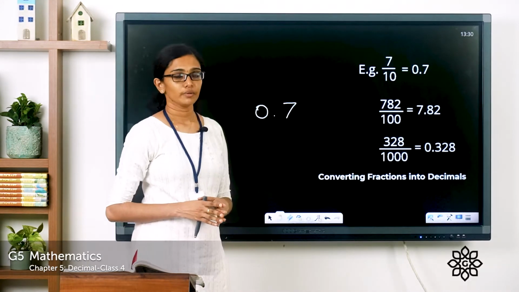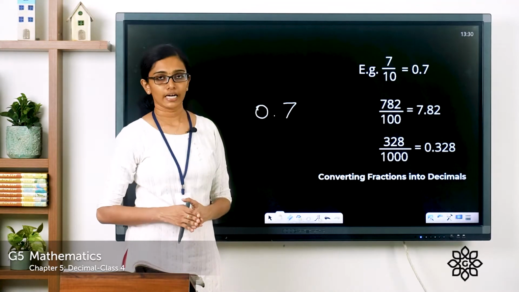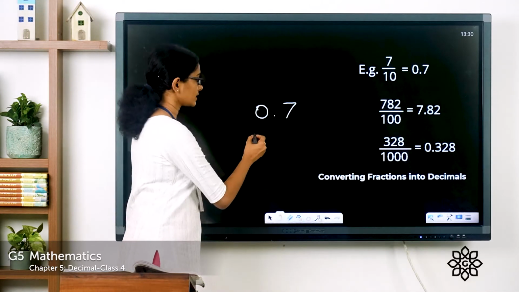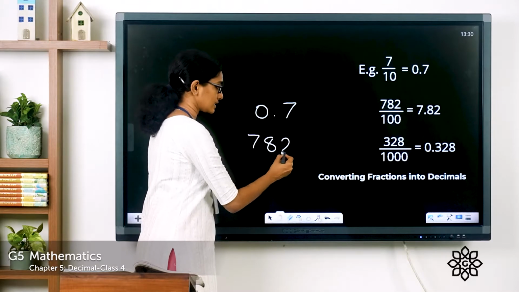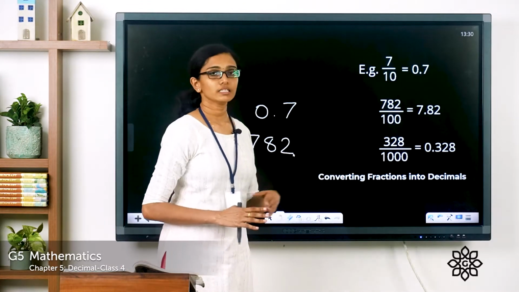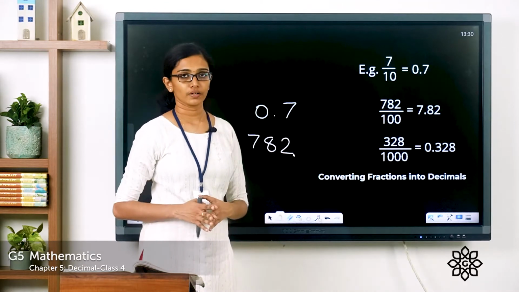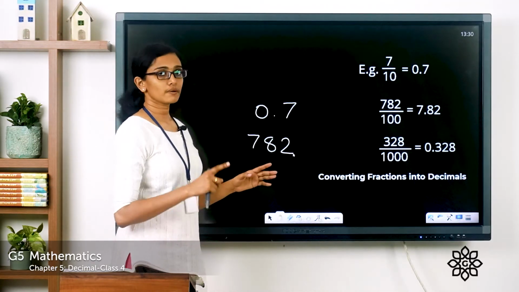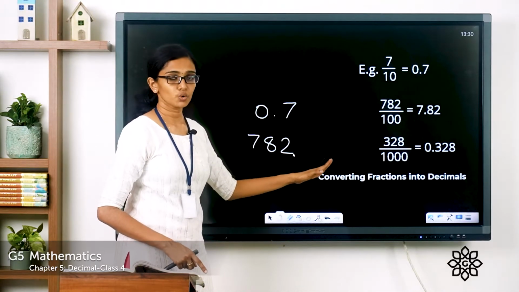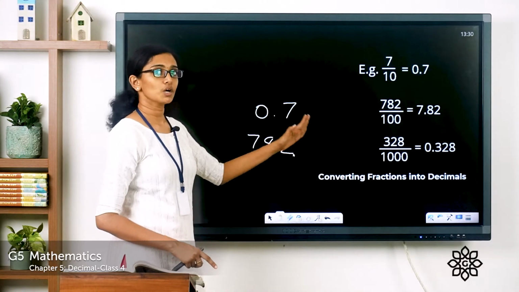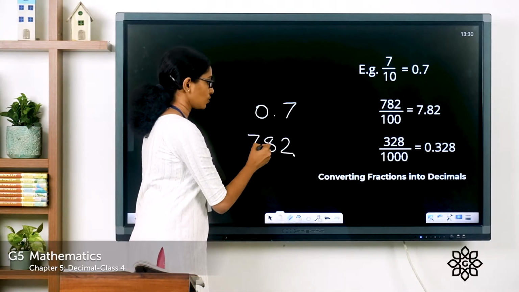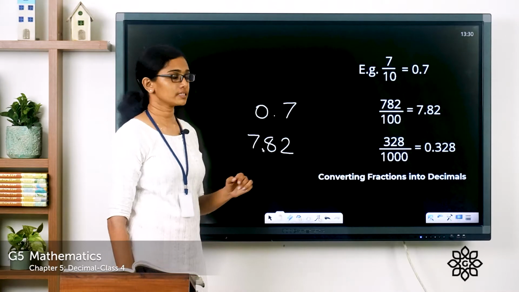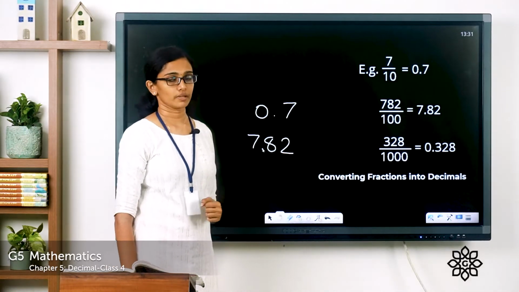Now let's see another example. We have 782 by 100. So where do we put the decimal point? First, you write the given numerator as it is. Then count the number of zeros in the denominator. You have 2 zeros in 100. 100 is a multiple of 10. So there are 2 zeros. So starting from the right of the given number, count 2 places to the left. Starting from the right, move to the left. So 1, 2, and there you put the decimal point, after the number of places equal to the number of zeros in the denominator.